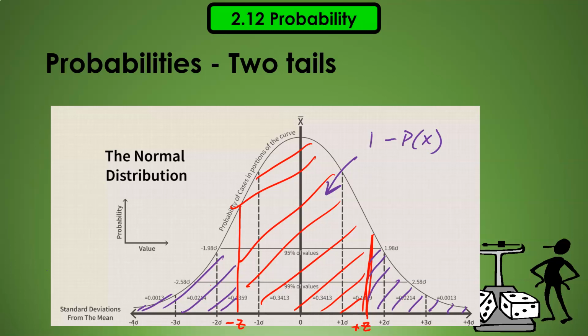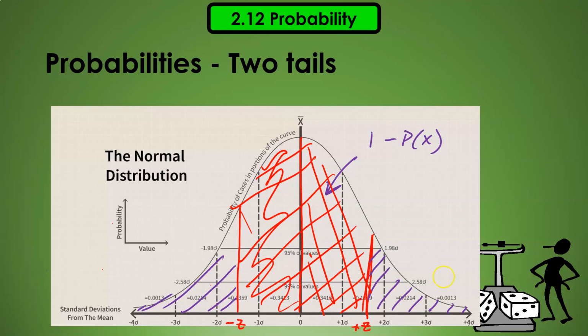If we know the red part, and we can get the red values from the table, we can work out this part. Once we can work out that part, we can just take it away from 1 and we've got our answer. So it's not really that much more difficult than what we already know. We just need to be able to recognize it.